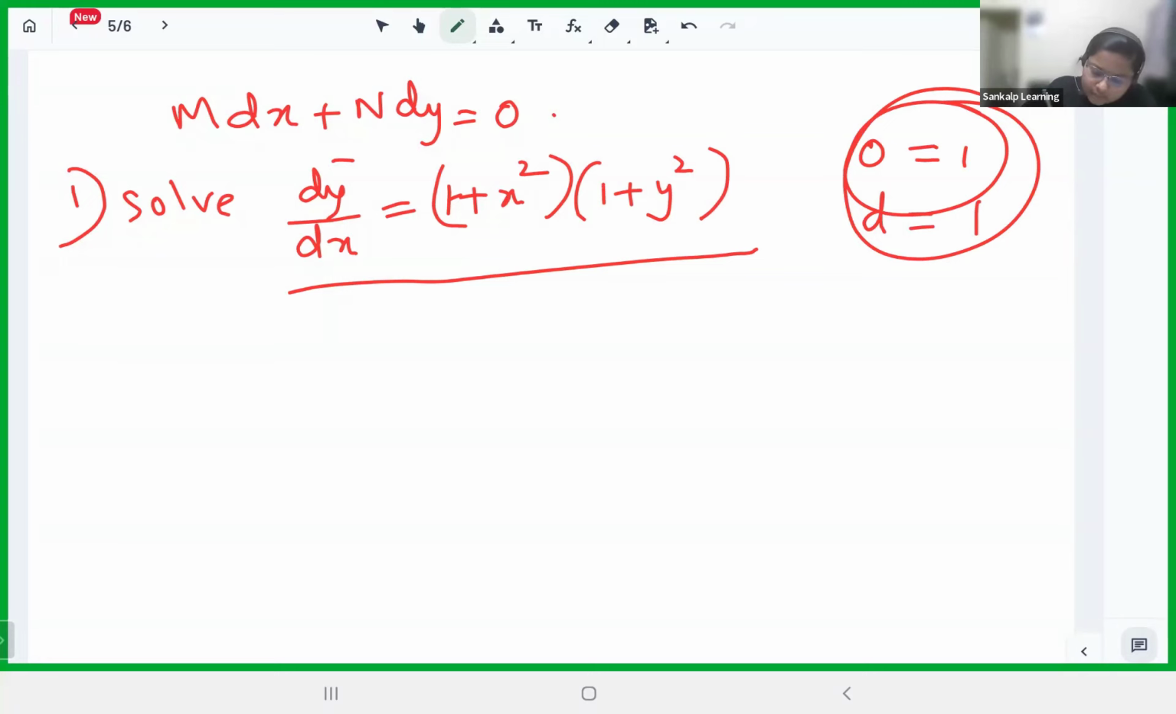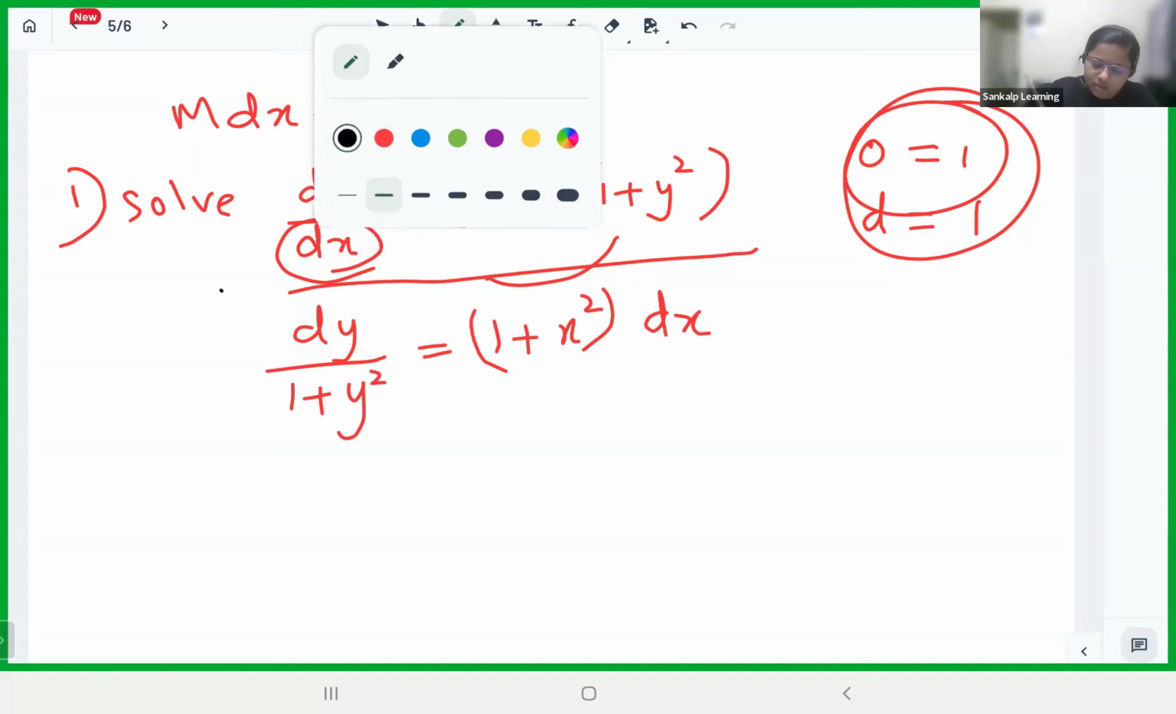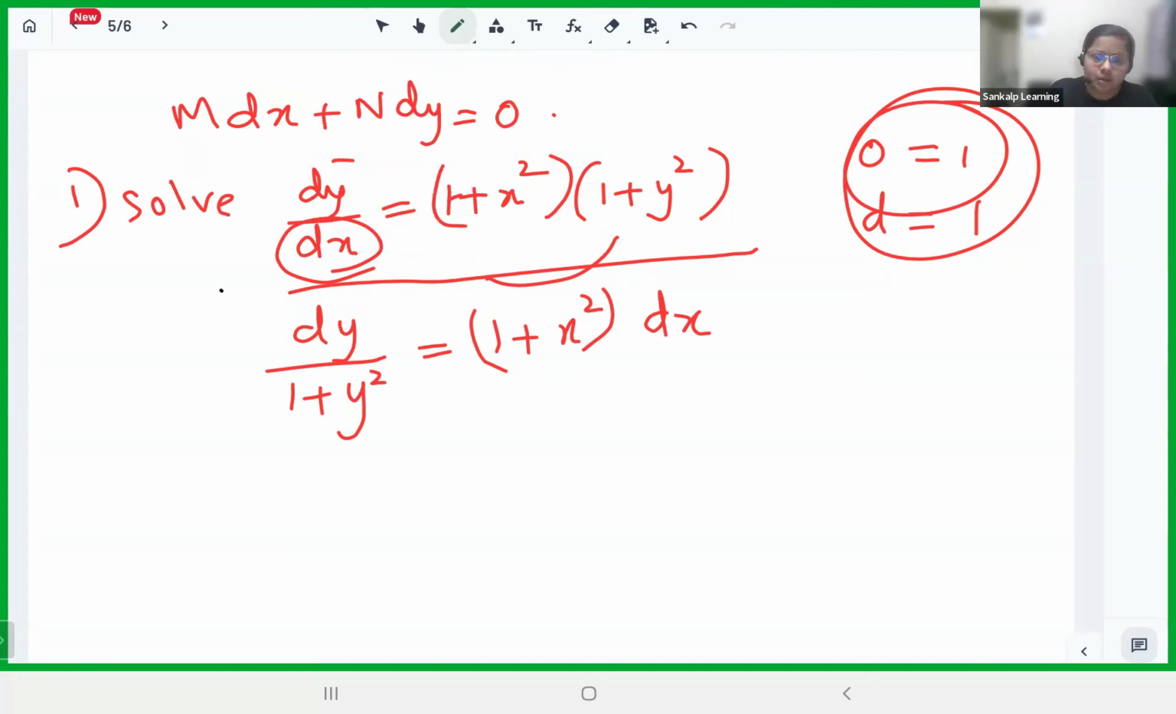That is, you can rewrite this one as dy by 1 plus y square. I can take this to this side, right? So 1 plus y square remains there and this dx can be taken to the right side. So you can write it like this: dy by 1 plus y square is equal to 1 plus x square into dx. Now, what you have to do is integrate both the sides.